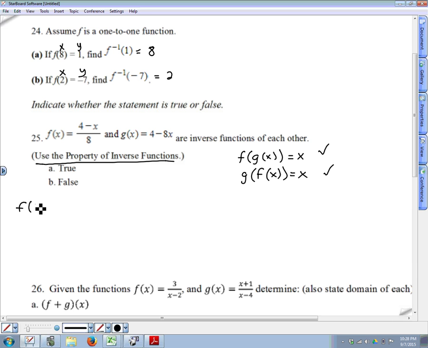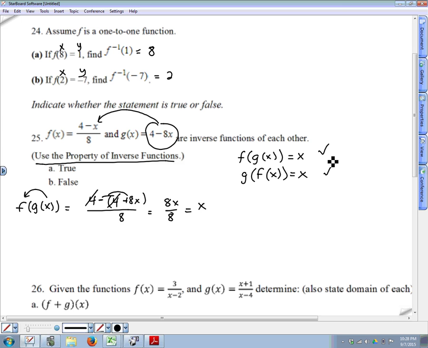So if we first try f of g of x, it means the g function is going to go inside the f function, so this has to go inside there, so it's going to be 4 minus 8x all over 8. Distribute the minus sign, so the 4's will be gone, and the minus negative becomes a plus, so we've got 8x over 8, which is x. So the first one was true.